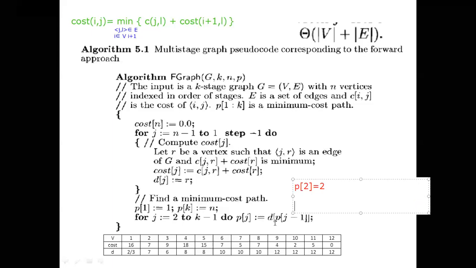Then P of 3 equal to D of P of J minus 1. What is the J now? Currently it is 3. 3 minus 1 is 2. What is P of 2 value? In the previous iteration we calculated, it is 2. This P of 2 I will replace with 2. What is D of 2 value? D of 2 is 7. I hope it's clear. Like that we can reach up to 12.